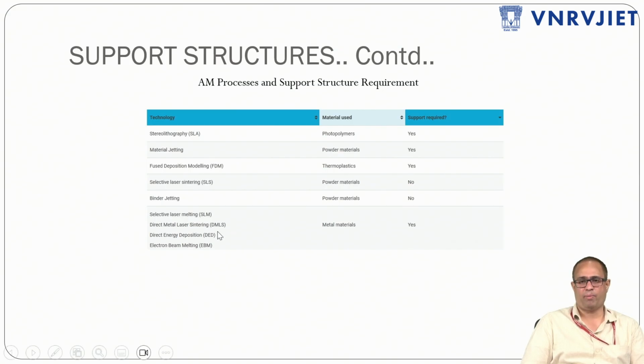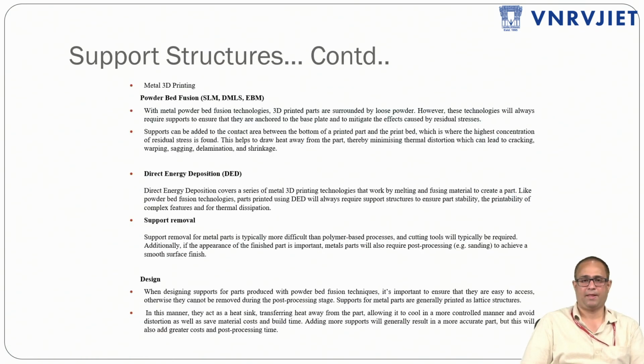The same goes for binder jetting, because binder jetting and selective laser sintering both come under powder-based processes. For a powder-based process, support structures are not required, because the unsintered or unbound powder itself acts as support. But if you go for metal 3D printed parts like selective laser melting, DMLS, DED process and electron beam melting, support structures are very, very important for an optimized part.